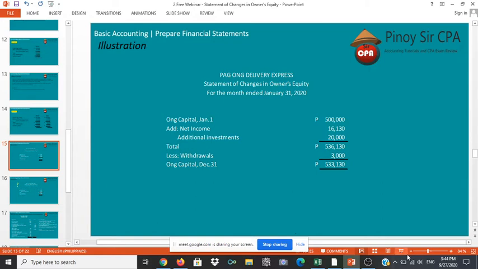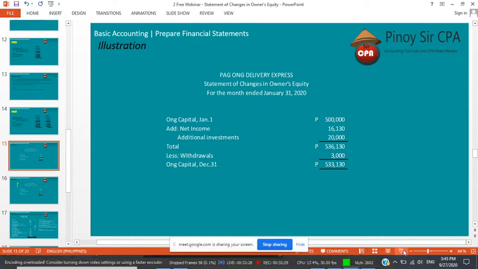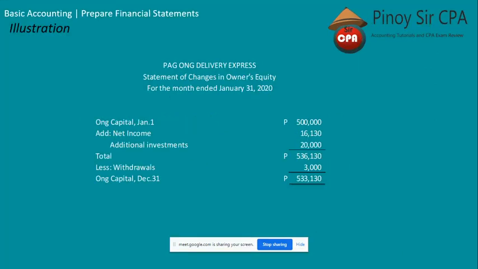So, palakihan ko lang para mas maganda. As you can see, may heading siya. First line, name of the company, Pag-ong Delivery Express. Then second line, statement of changes in owner's equity, the report name. Then the third line, the date covered: for the month ended January 31, 2020.